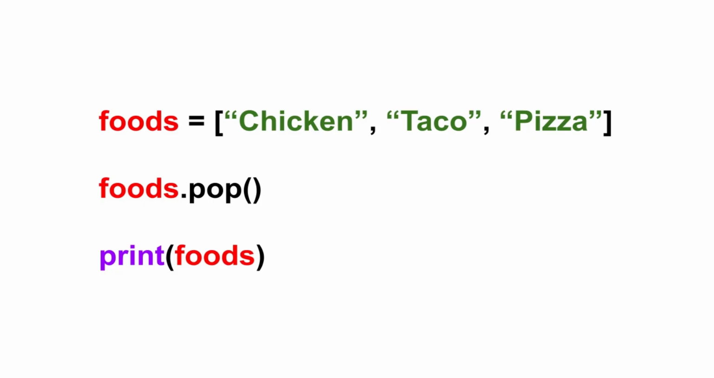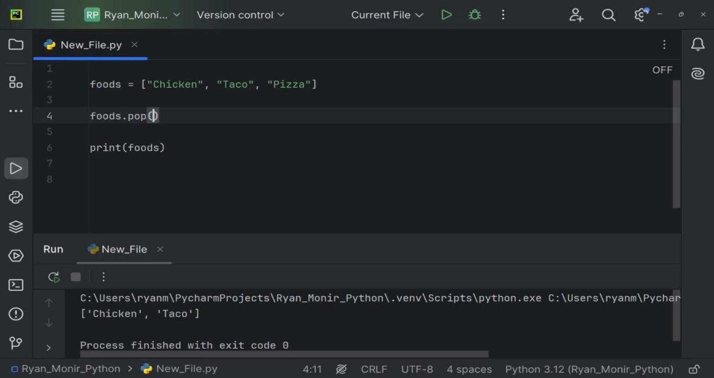The next function we have is the pop function. Unlike all the list functions before, the pop function doesn't take any arguments. The pop function just removes the last item from your list. If we run this, we can see that our last item of pizza is missing.